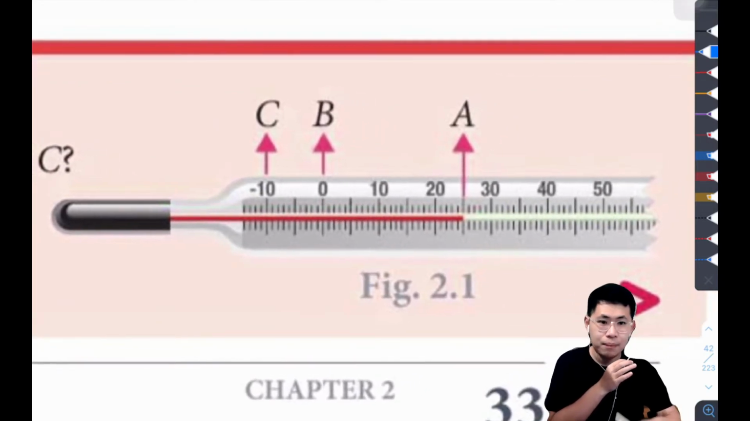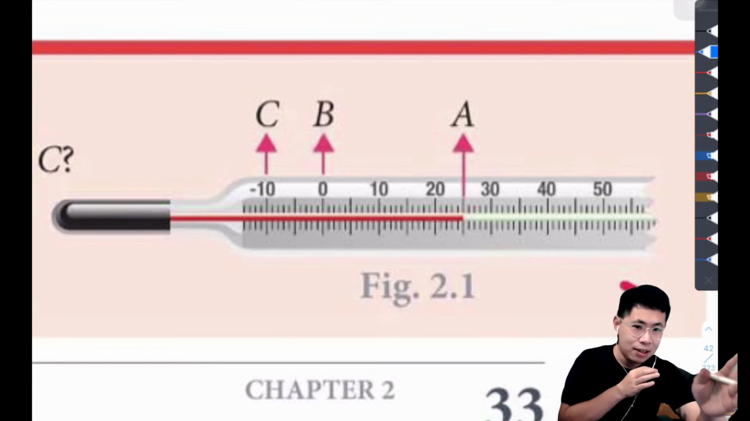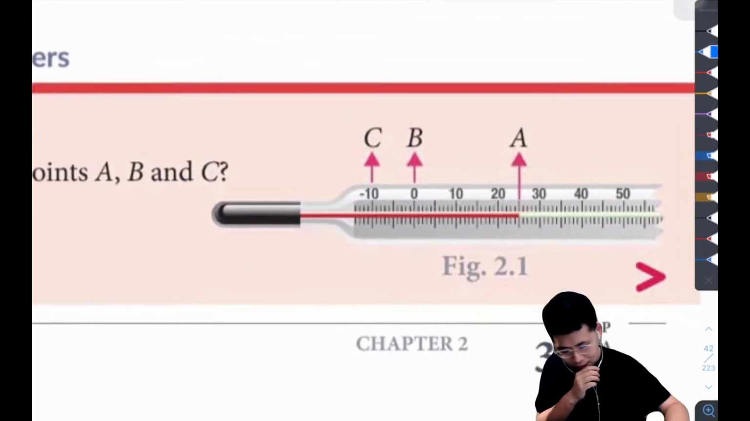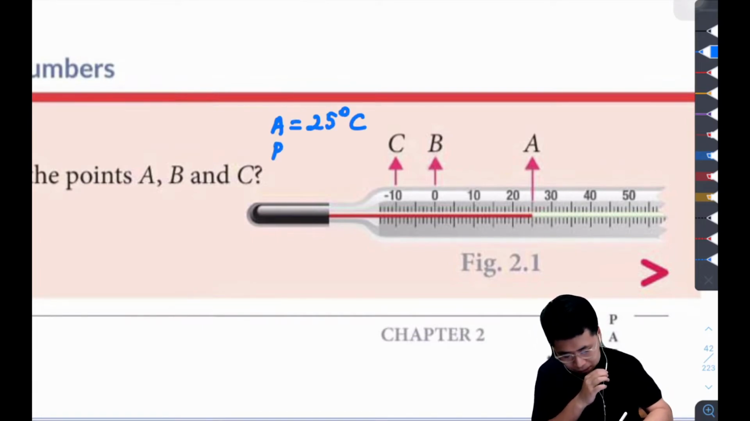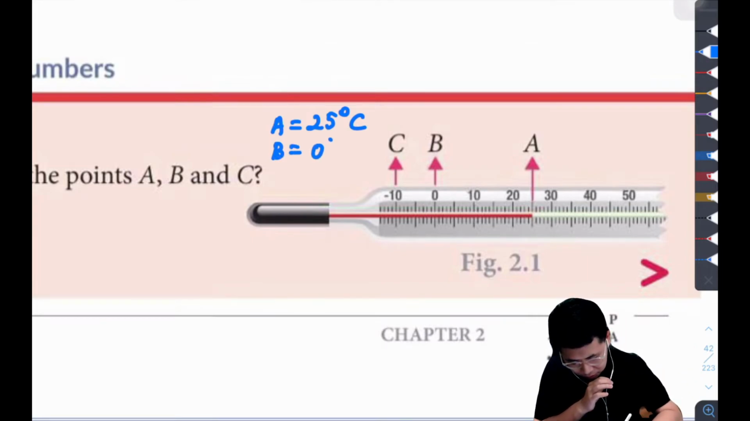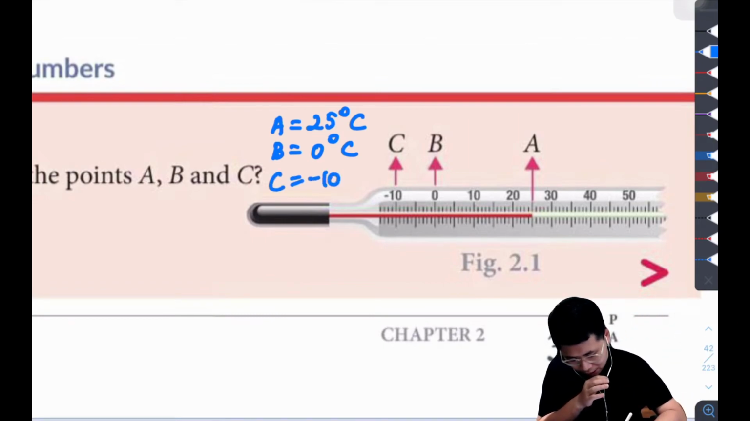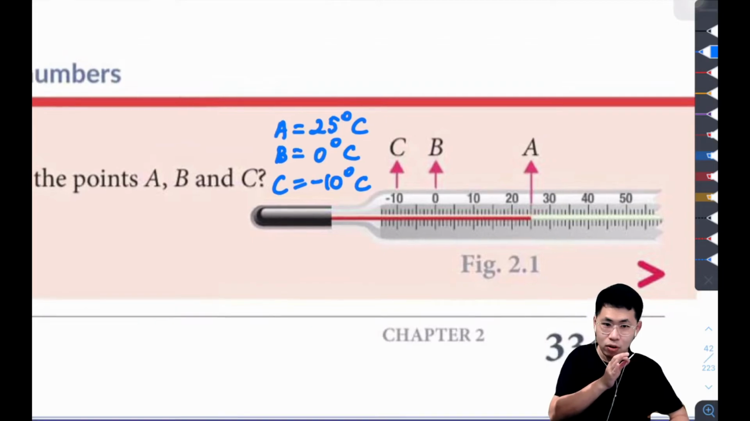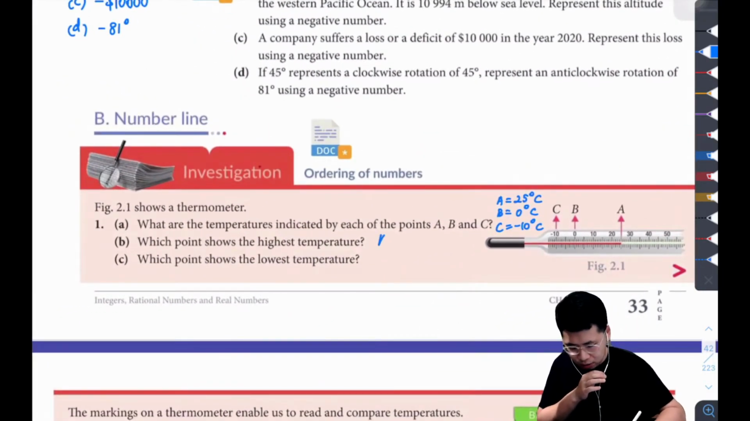So for A, right, A would be like 0, 10, 20, 25, correct? So A would be 25 degrees Celsius, right? B, okay, where is B? B is at 0. Do you see this? 0 degrees Celsius. C would be negative 10 degrees Celsius because it's before the 0. So which point shows the highest temperature? A, obviously. Which point shows the lowest temperature? C.